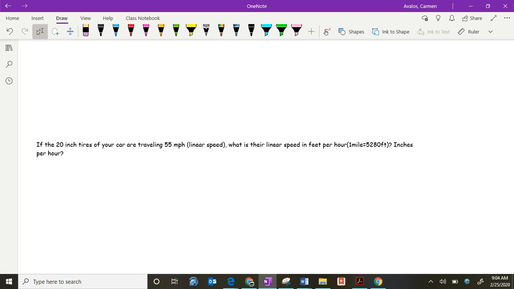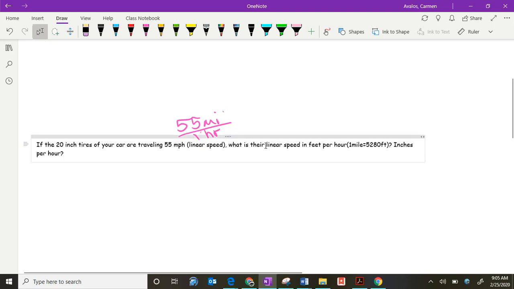So we have a tire on a car that's 20 inches and it's traveling at 55 miles per hour. I know that this is the linear speed because the rate is 55 miles in 1 hour. So it's miles, distance per time. What is the linear speed in feet per hour? So in this case here, we're not even using the formulas because we already have the linear speed and they are asking us for the linear speed, but in different units. So all this is a dimensional problem.